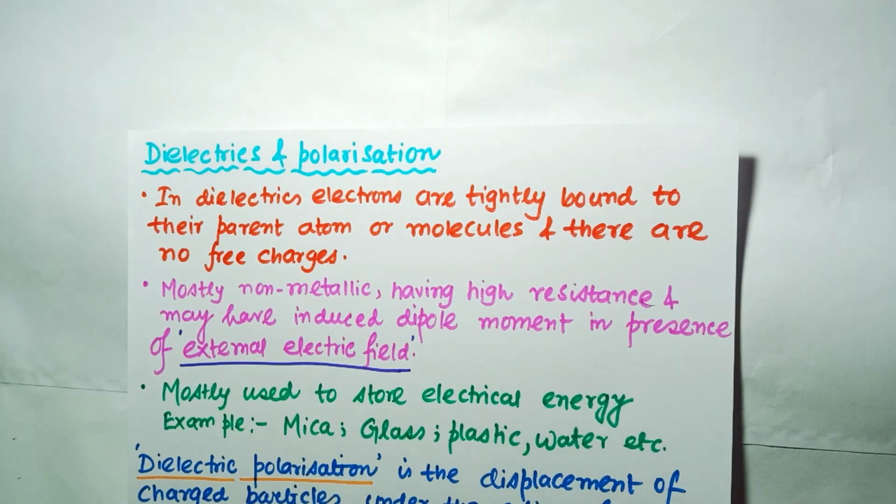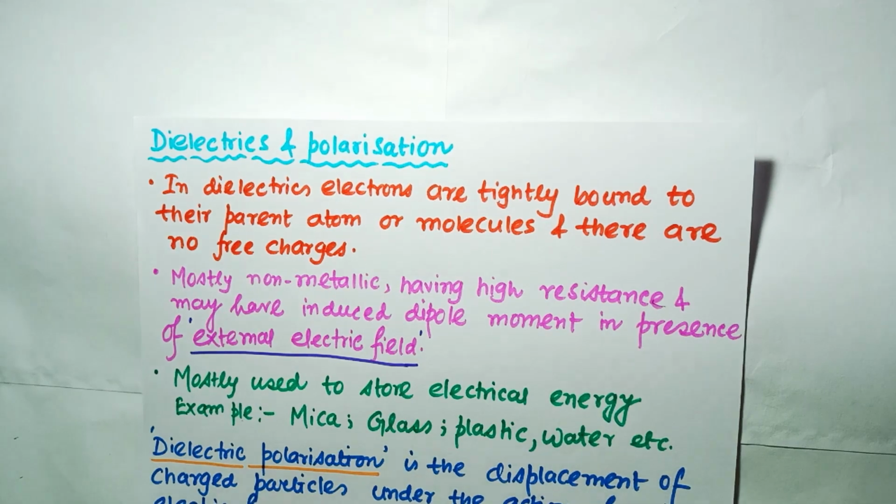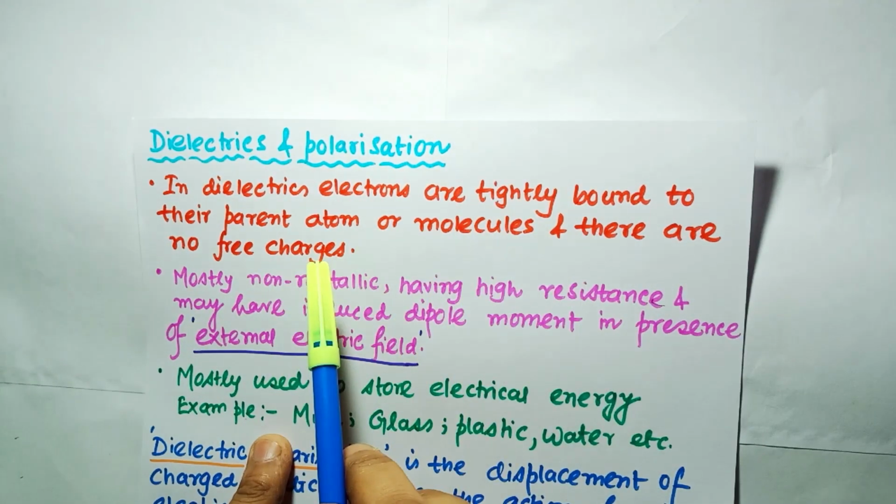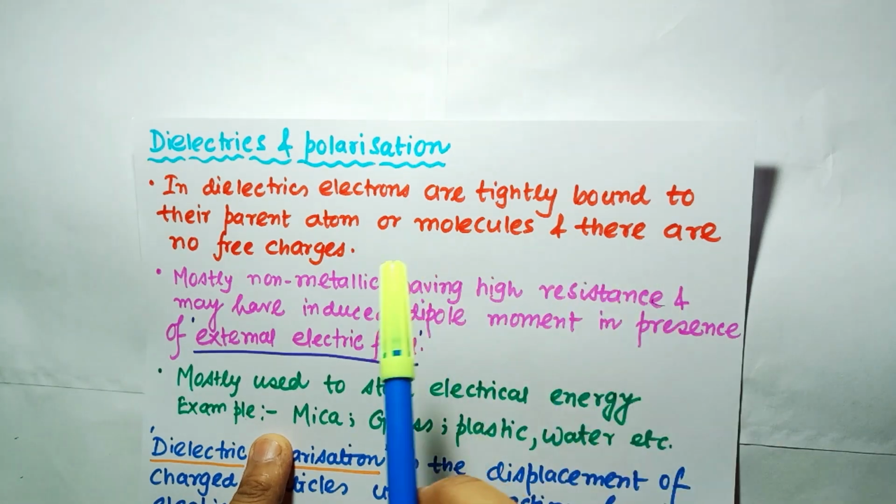The word dielectrics seems new to us, but the material is not quite different. It is mostly the insulator material. Dielectrics are mostly non-conducting substances, sometimes also called insulators, and having no or very negligible number of charge carriers present. It means it has either no or very negligible amount of charge carriers, meaning electrons. So you can see that in dielectrics the electrons are tightly bound to their parent atom or molecules, and there are no free charges.